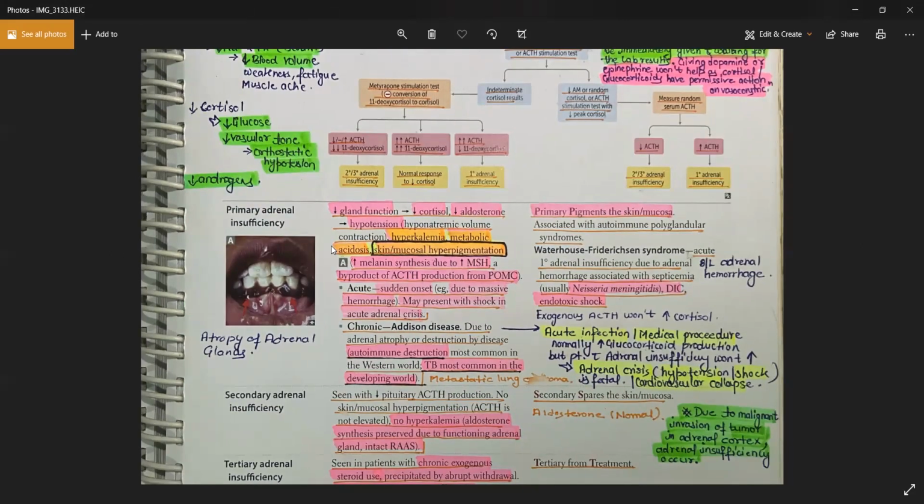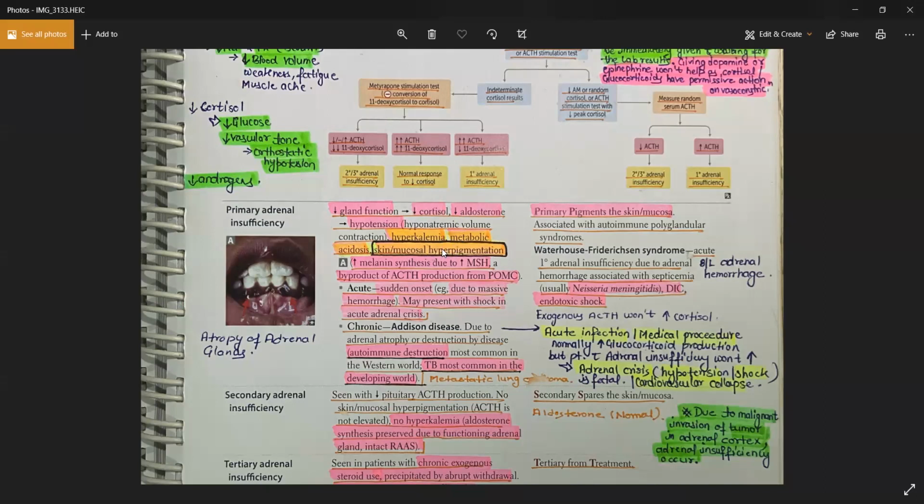Then we discussed primary adrenal insufficiency, in which you have adrenal gland dysfunction. So you will have a low cortisol level and a low aldosterone level. And like we have discussed, you will get hypotension, hyperkalemia, and metabolic acidosis. Why? Because of loss of bicarbonate.